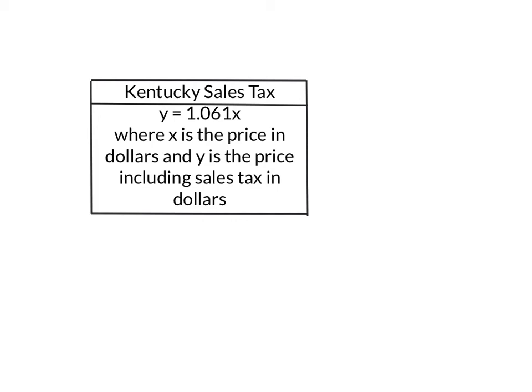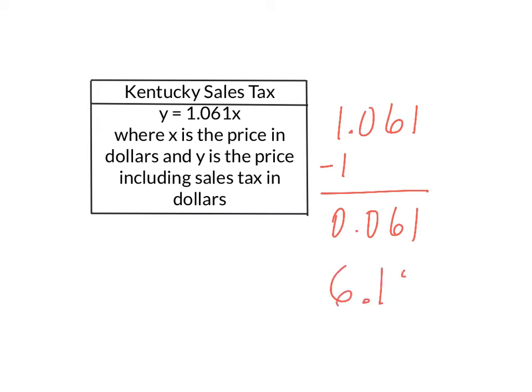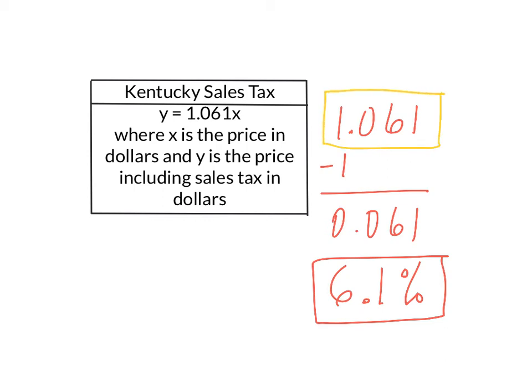So in this case, it's just recognizing that 1.061 minus the 1 gives me 0.061. And when we multiply that by 100, we get Kentucky sales tax at 6.1%. And you're going to multiply it by 1.061 in Kentucky.